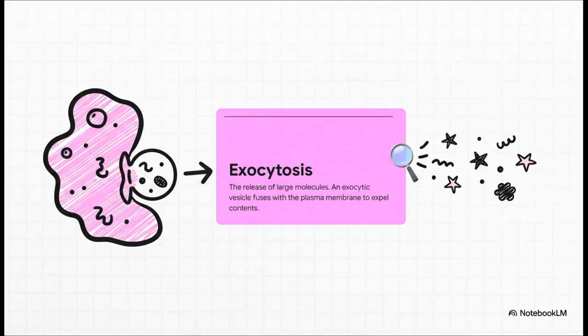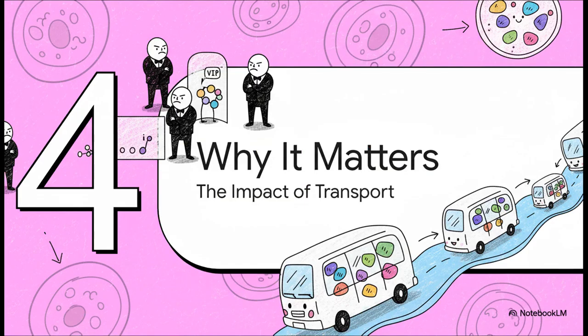And of course, what comes in must eventually go out. Exocytosis is the exact reverse. It's how the cell takes out the trash, or how it secretes really important stuff like hormones. A vesicle full of material just travels to the membrane, merges with it, and bam, releases its contents to the outside world. Okay, we've seen how the club works.